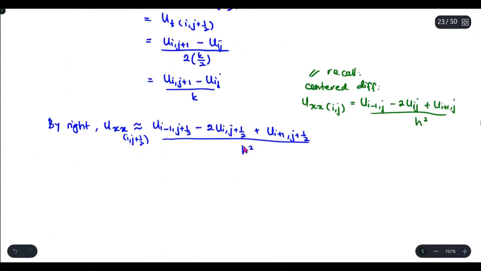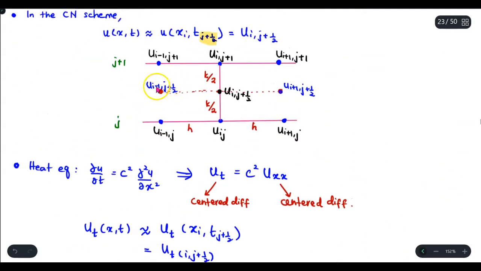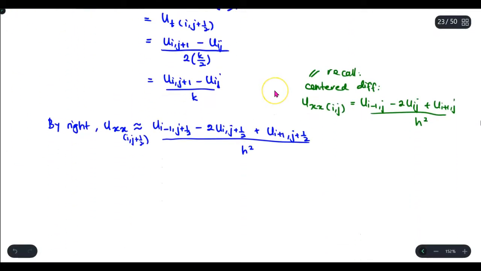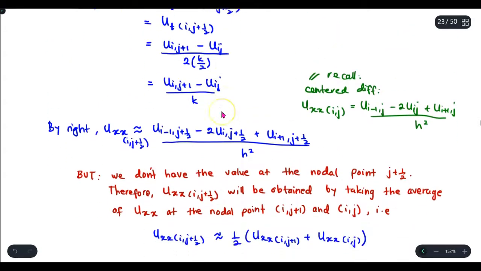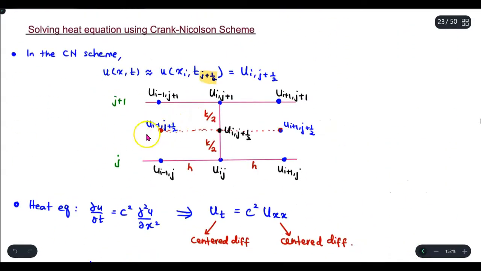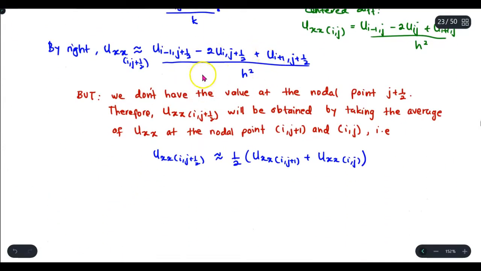But somehow we don't have the value at this nodal point at the left and at the right hand side here. So I'm going to write here, we don't have the value at the nodal point j plus half. It means we don't have the value here, u_(i-1,j+1/2). We don't know the value of u_(i+1,j+1/2) here. So we cannot use this formula here.